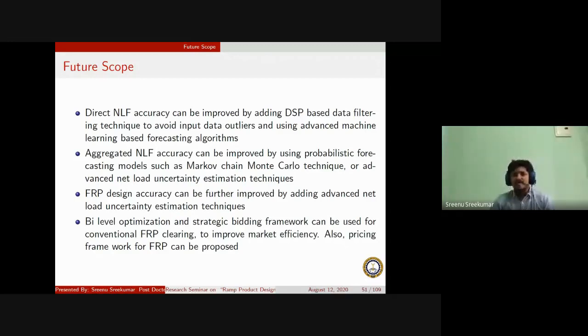Aggregated data forecasting accuracy can be improved by using probabilistic forecasting techniques such as the Markov chain Monte Carlo technique, or we can use some advanced net load uncertainty estimation techniques. FRP design accuracy also can be improved by adding an advanced uncertainty estimation technique. Here I have used co-optimization. Instead of that, we can propose a bi-level optimization, and a strategic bidding framework can be used for FRP clearing, which will help to improve the market clearing efficiency. Also, a pricing framework for FRP can be proposed.